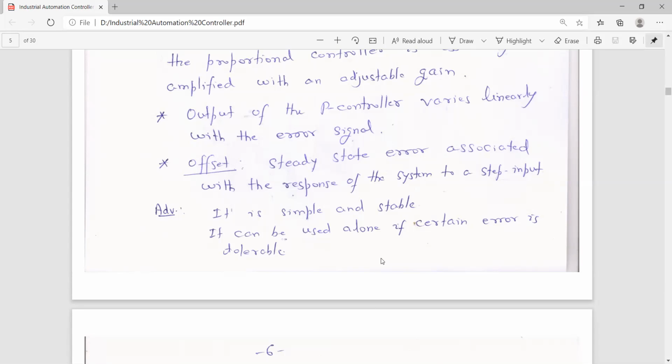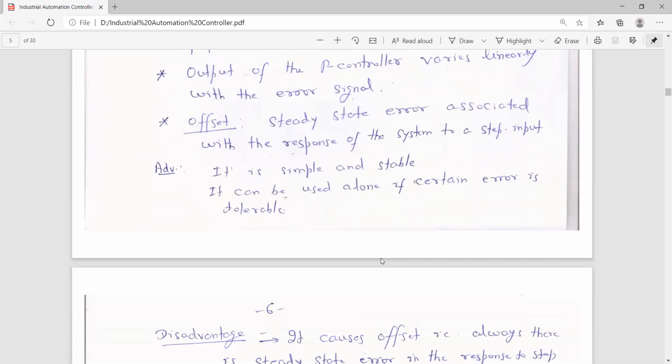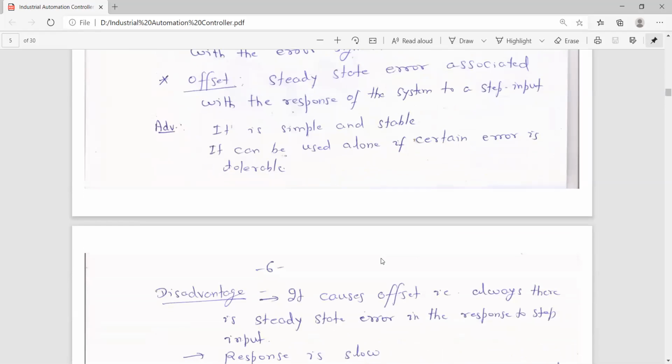So there is a difference between offset and the steady state error. The steady state error is the general term. It may be because of any type of input. But offset is a steady state error only because of a step input. So industrial people only know this one as offset. Now, this is a simple controller. So what is the advantage? It is simple and stable, and it can be used alone if a certain error is tolerable.